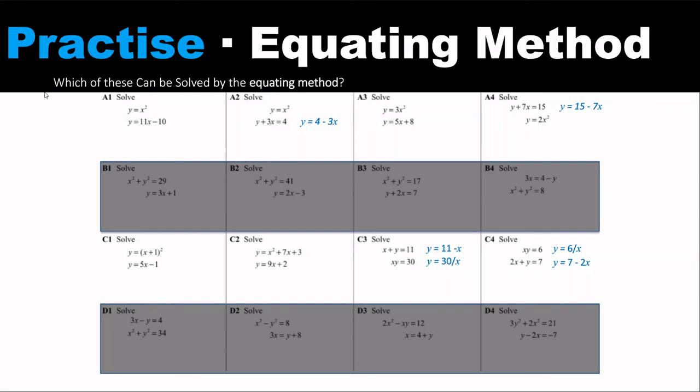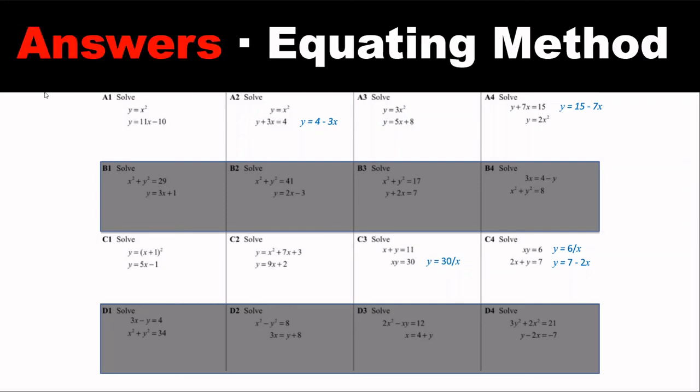I hope you had a chance to hit pause because here come your answers. For question 1, when x is equal to 1, y is equal to 1, and when x is equal to 10, y is equal to 100. Question 2 has got 2 solutions as well. 3, 4, C1, C2, C3, and C4. Now, how did you do?